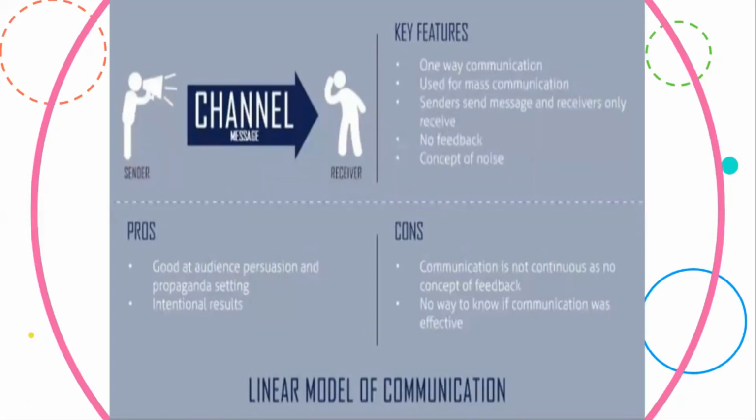Pros and cons of a linear model of communication. Good at audience persuasion and propaganda setting, with intentional results. And then the cons: communication is not continuous as there is no concept of feedback. No way to know if communication was effective.